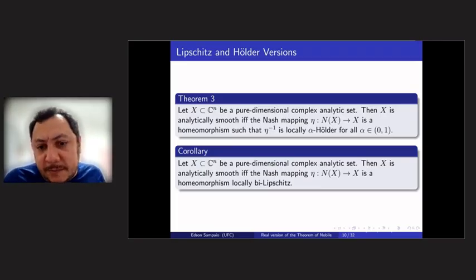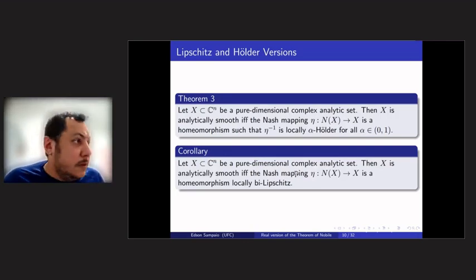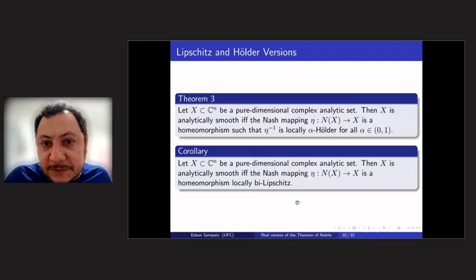As a corollary, we prove that X is smooth if and only if eta is a homeomorphism, locally bi-Lipschitz.